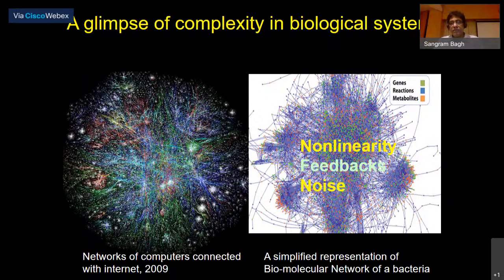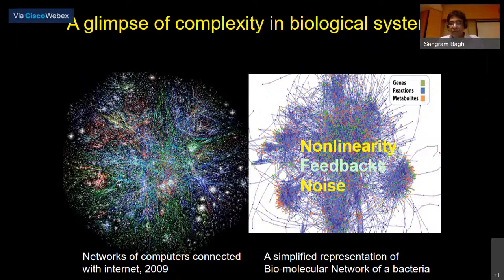Now here is just an analogy of how biological complexity and some other complexity combine. So here is the network of computers on my left-hand side. In 2009, it is a map of all the world's computers which are connected to the internet. It's a very famous map. And on my right-hand side, it is a kind of simplified representation of a biomolecular network of a bacteria. Right? So now just looking at these two things, in terms of complexity, in terms of the nodes and these connections, they look the same.